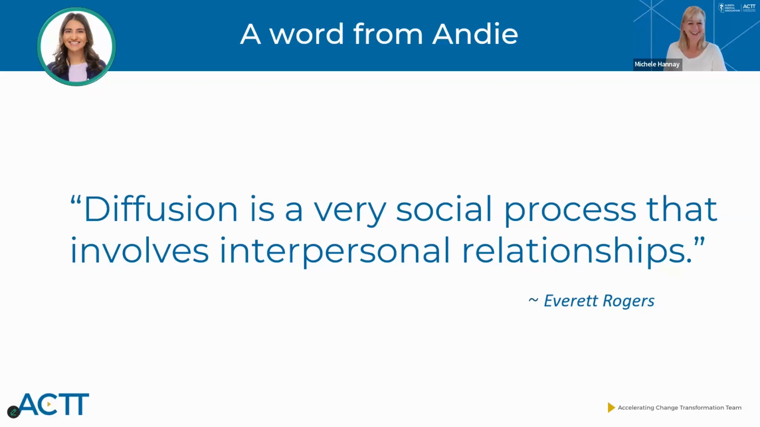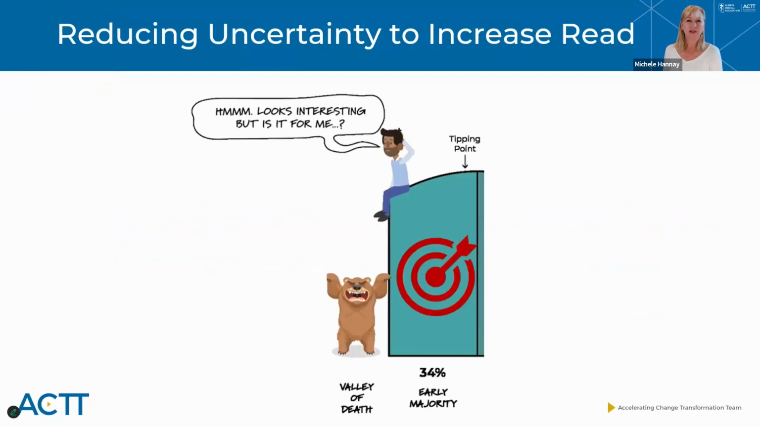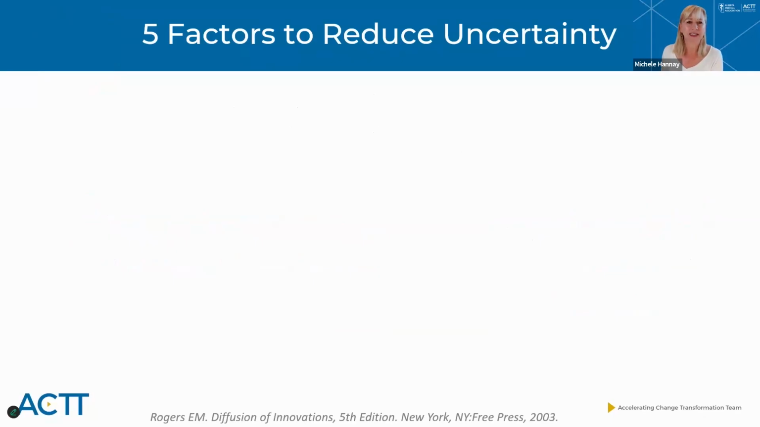Thanks, Andy. And yeah, you're right. Change fatigue is a huge factor when it comes to groups, and it makes engagement that much more challenging. So great points. And we have one final tip for you from the work of Rogers. When you can reduce the sense of uncertainty in the early majority, you can positively influence the rate of adoption of change. And Rogers outlined 5 key factors from his research.